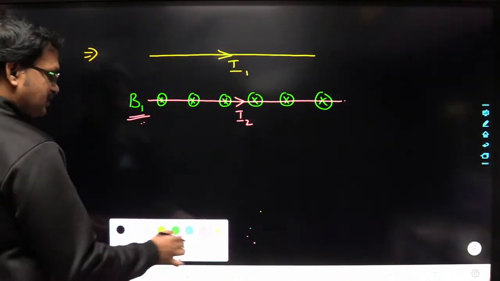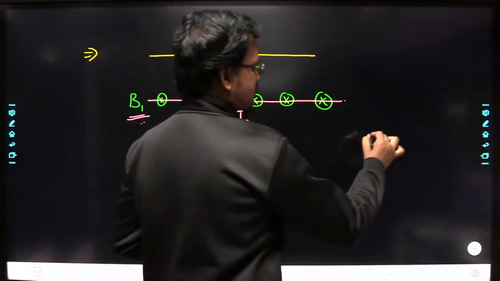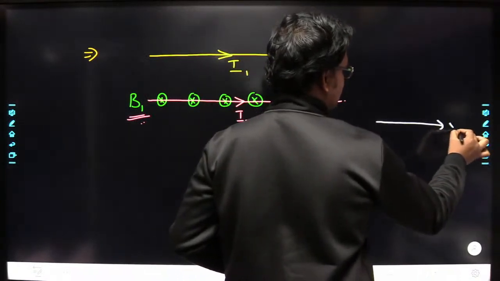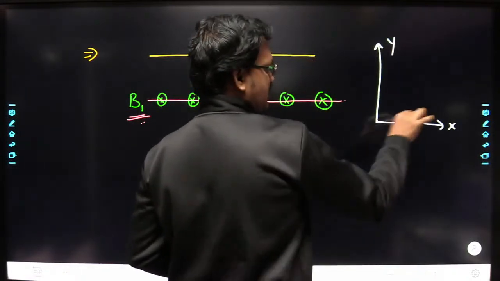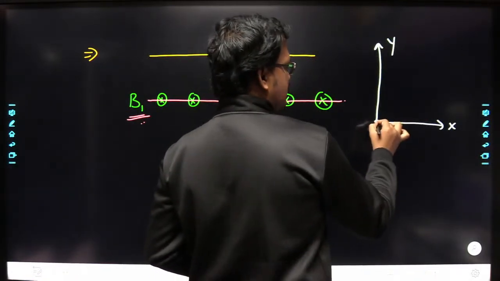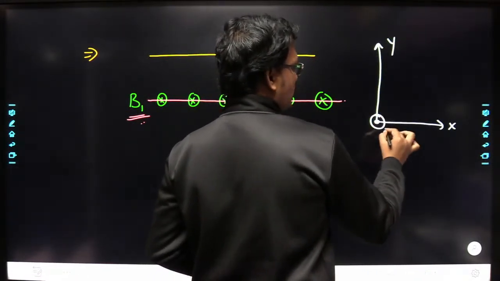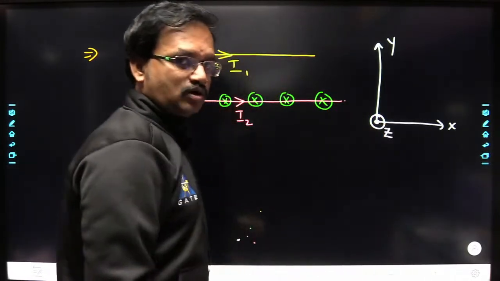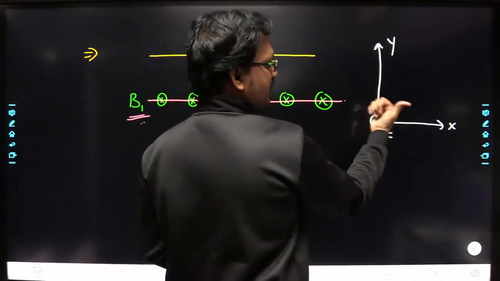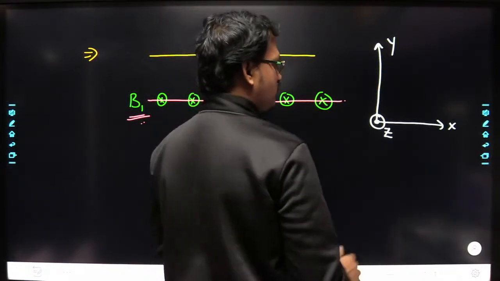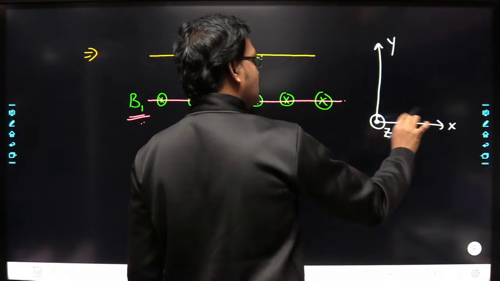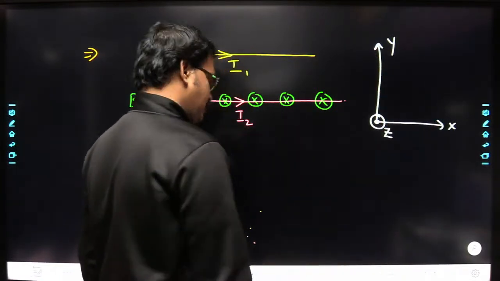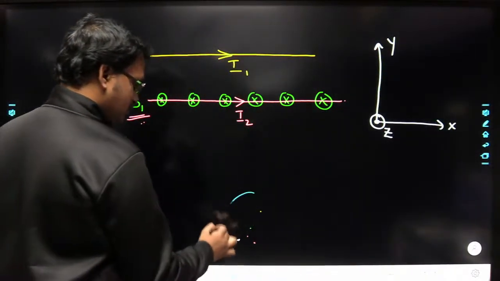Now let us consider this axis here. Let us consider this as the x-axis, and in this direction the y-axis, and the z-axis is going to come out of the board. If you curl your fingers from x to y, the z-axis is going to point out of the board. This direction is x and this direction is y, right?